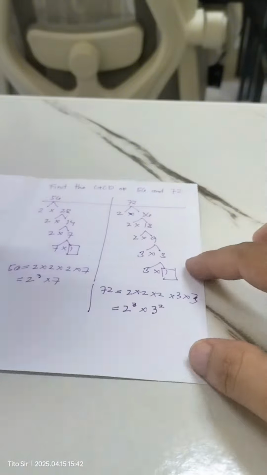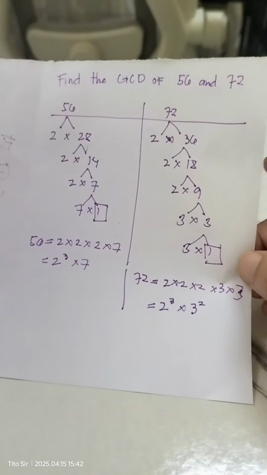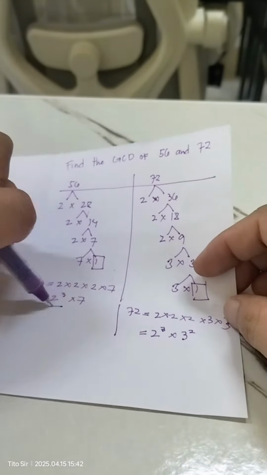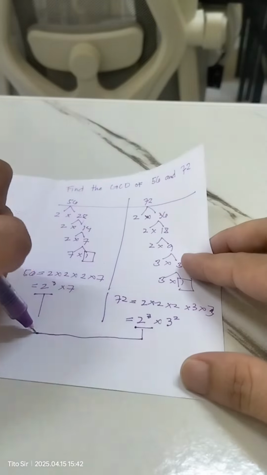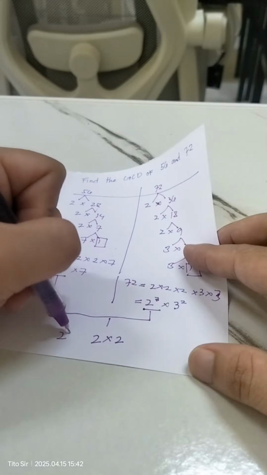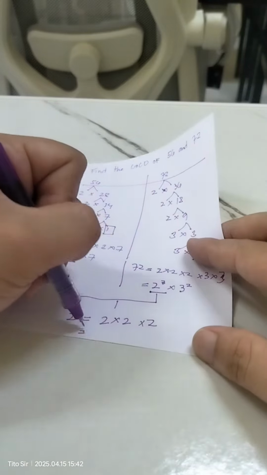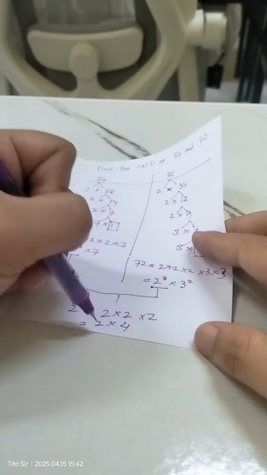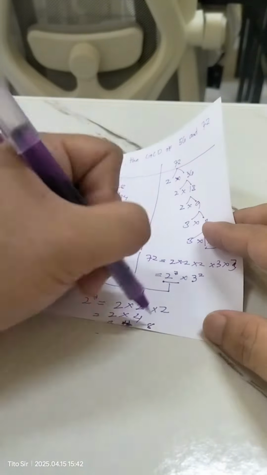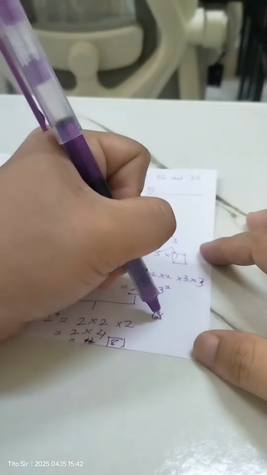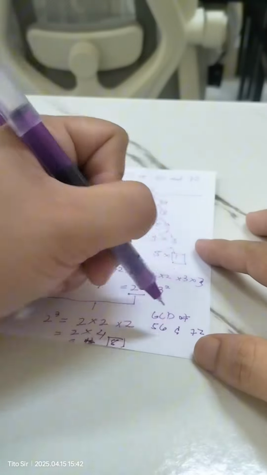As you can see, the next goal is to identify the prime factors that are common to both given numbers. The prime factor common to them is 2 to the power of 3 in both. You can use that prime factor to find the GCD. So 2 to the power of 3 is equal to 2 times 2 times 2, or you can write this as 2 times 4, and 2 times 4 is 8. So we declare that the GCD of 56 and 72 is 8.